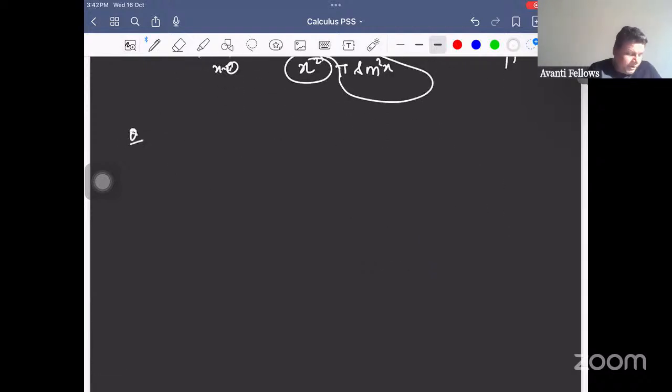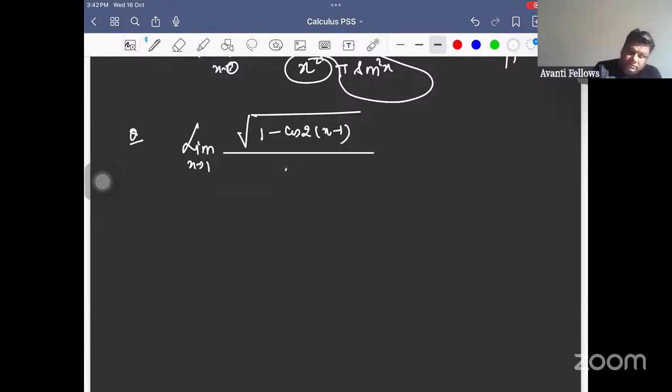Next question, very, very important. Limit x approaches 1, under root of 1 minus cos of 2 times x minus 1, upon x minus 1. This is what? Yes.